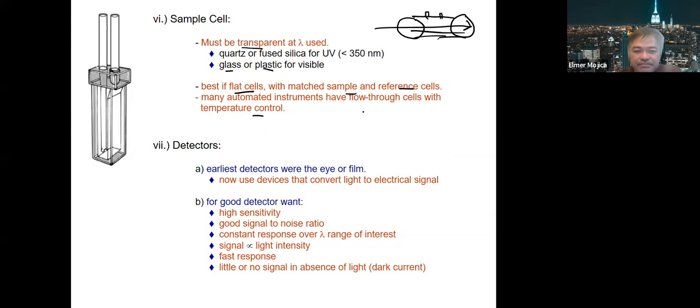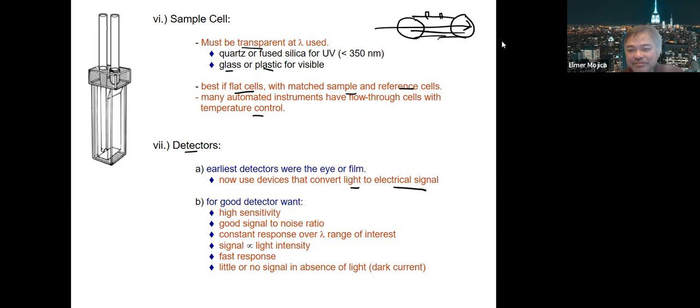Now the other component that we have here is the detectors. So the detector that we have is our eye, right? So the earliest detectors were the eye, or what we call the film. Now they have devices that convert the light to electrical signal. Okay. So before, they used the human eye, said, oh, this is darker, but you know, you can have a more sensitive instrument than the eye. Because the eye, when there's strain, can give you bias.